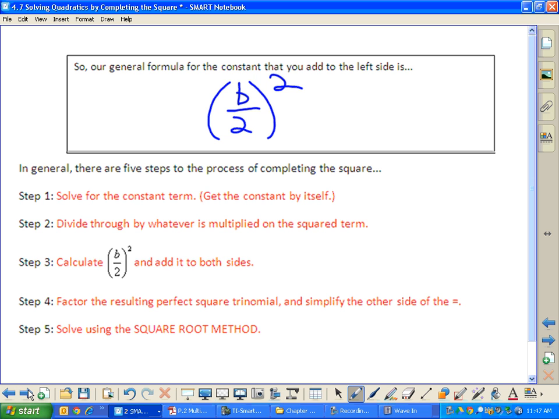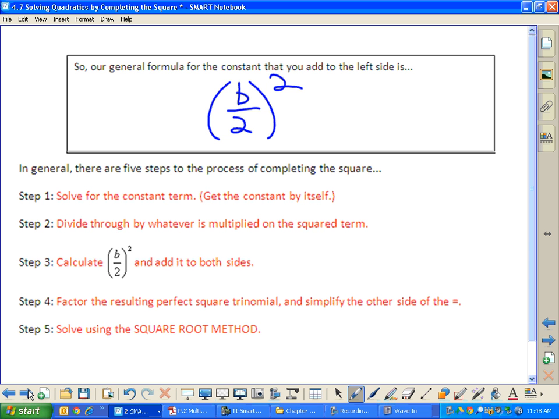And now is your chance to write those steps down so that you can think about them and process them a little bit. I'll read them nice and clear in case you're in the cheap seats. Step 1, we solve for the constant term. That's weird. You're used to solving for letters. We're going to solve for a number, get a number by itself. Step 1, solve for the constant term and get the constant term by itself.